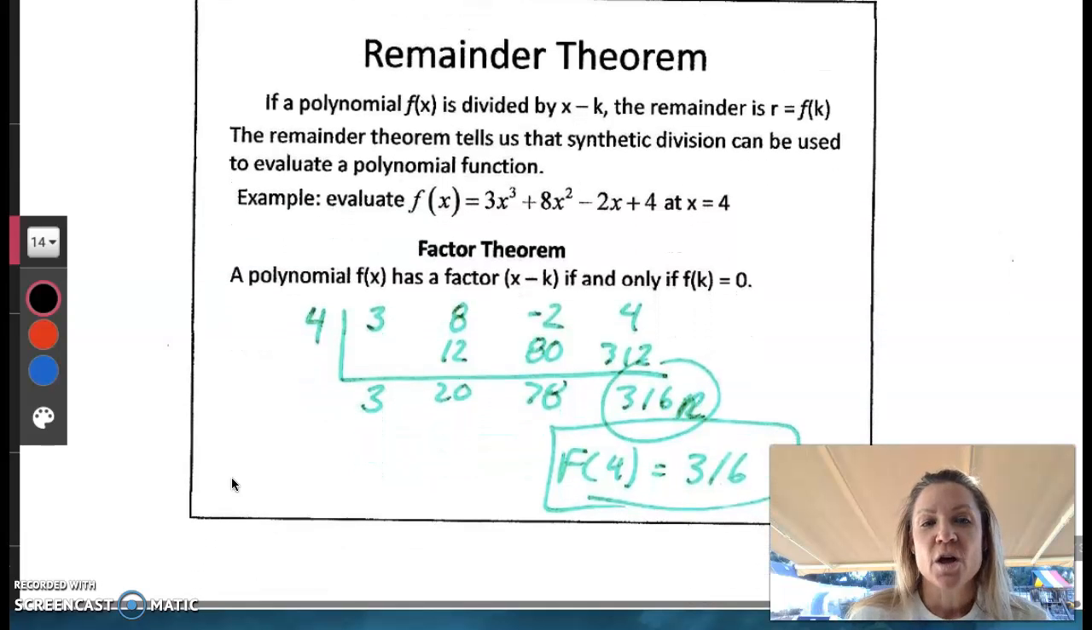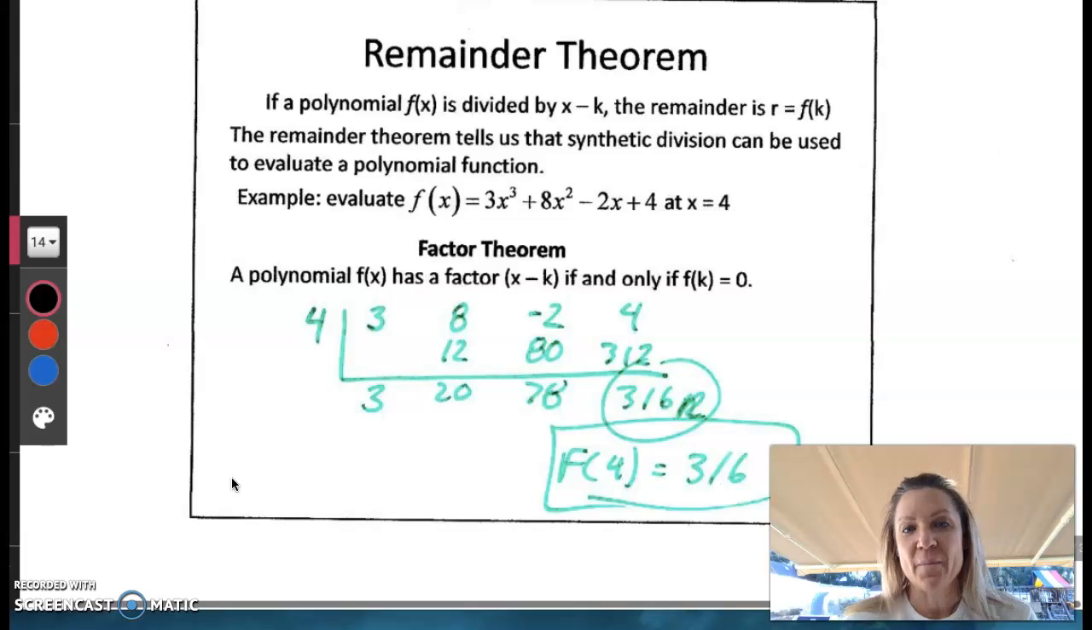All right, so we're going to learn about something called the remainder theorem today. It says, in fancy wording, that if a polynomial is divided by x minus k, the remainder r is the function of k. The remainder theorem tells us that synthetic division can be used to evaluate a polynomial function.